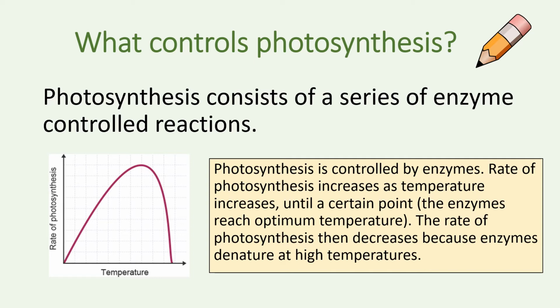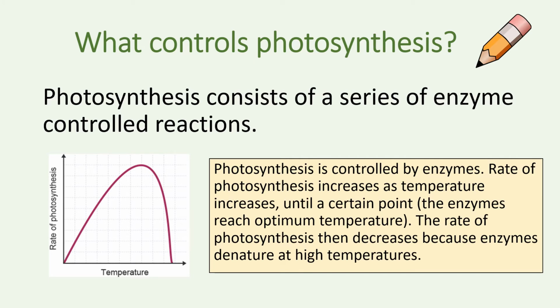So this is a usual exam question. You usually get asked about how temperature is affecting photosynthesis, and it's usually a 2-marker question. For your first mark in an exam question about how temperature controls photosynthesis, you would need to say that photosynthesis is controlled by enzymes.